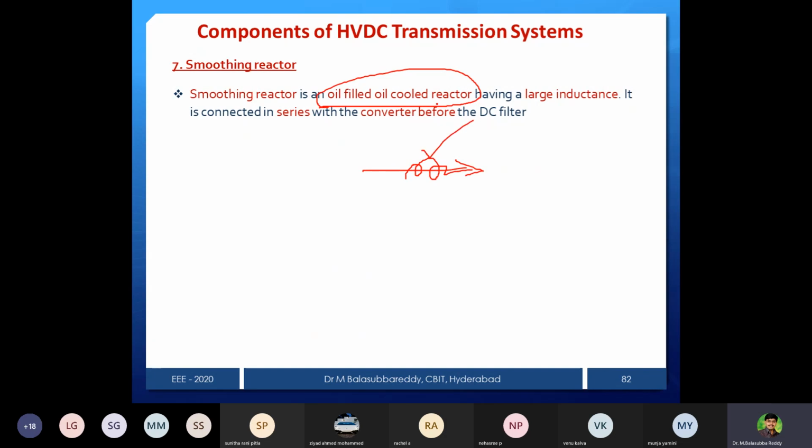So that is the reason the reactor is immersed in oil, so that it will cool, because a large current has to be carried by the reactor. That is the reason we provide cooling. It is connected in series with the converter before the DC filter. In some very small rating applications, we don't require even a DC filter. Normally the smoothing reactor alone is sufficient to suppress the harmonics.